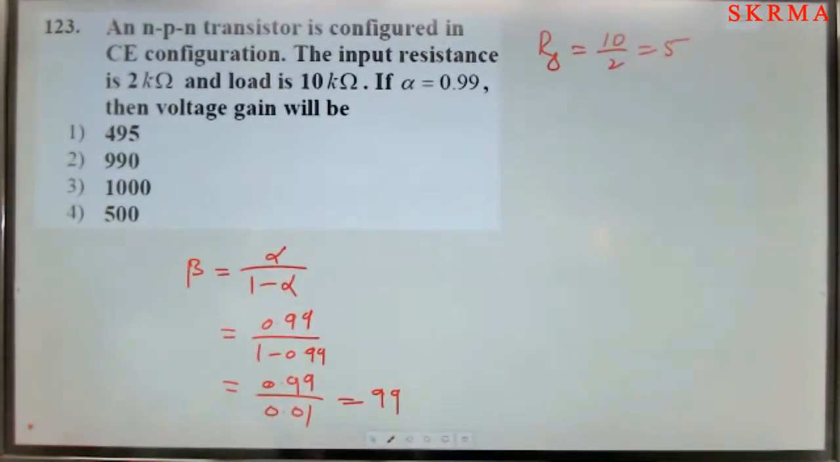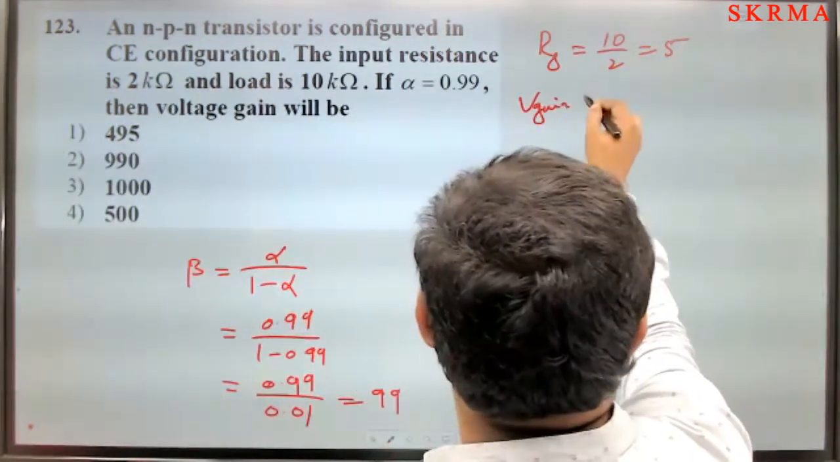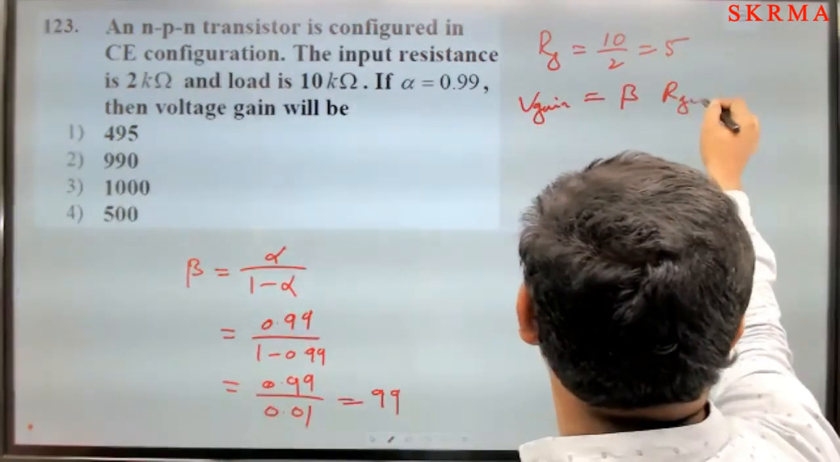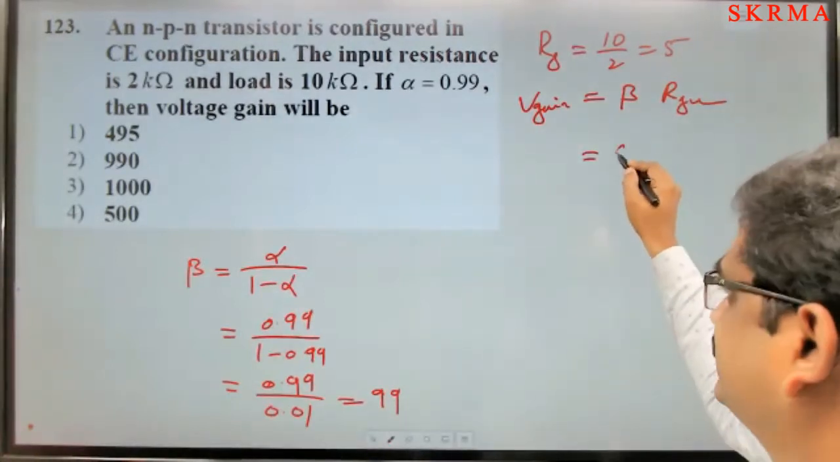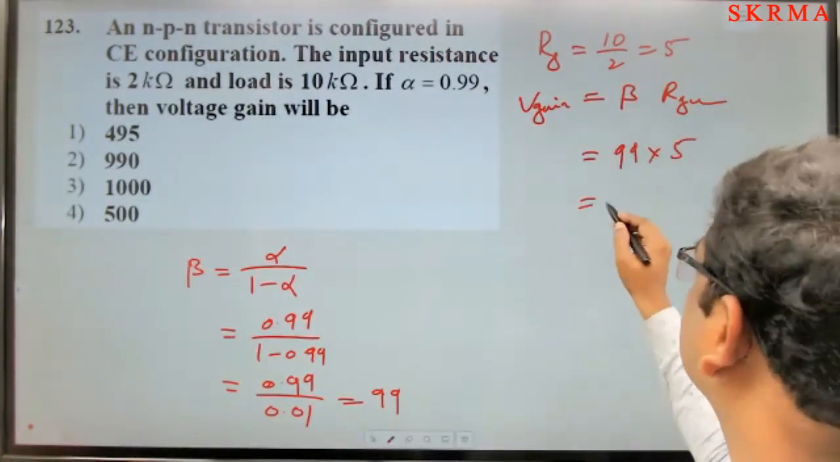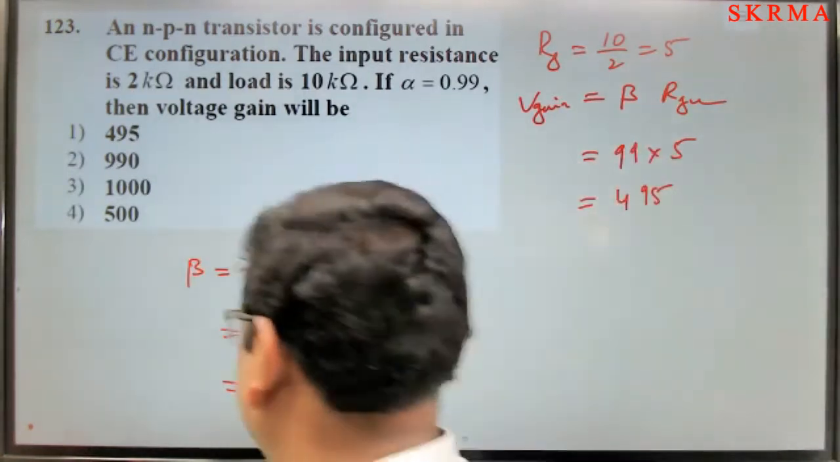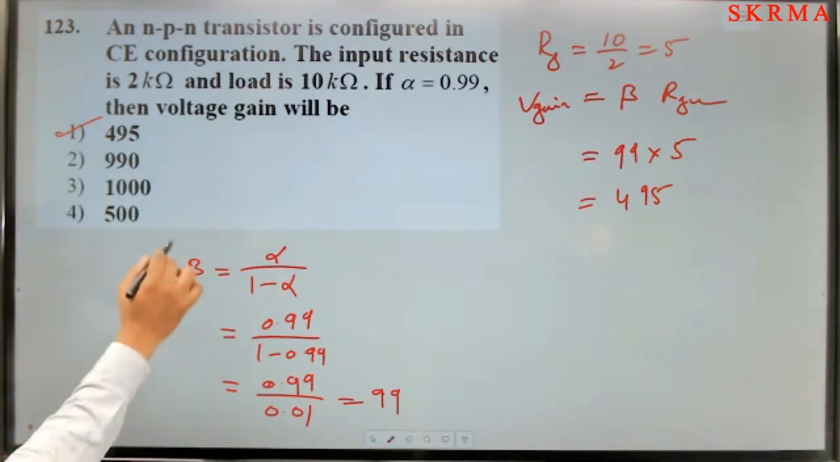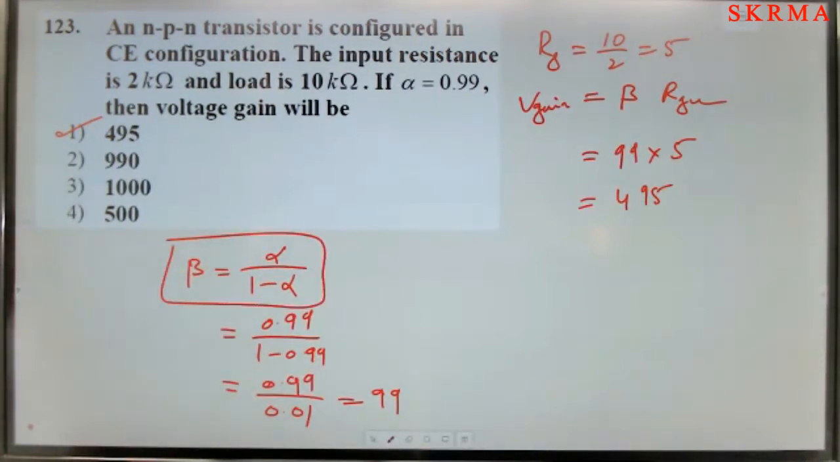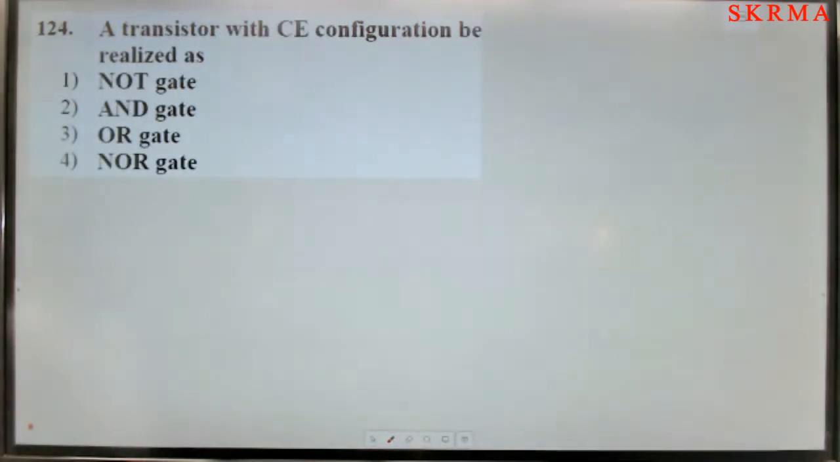So here current gain is there. Now voltage gain can be written as current gain into resistance gain, that is beta into resistance gain. Now beta value 99, resistance gain 5. So this is equal to 495. First option. So beta equal to alpha by 1 minus alpha is nothing but current gain. Next one. A transistor with the CE configuration can be realized as NOT gate.